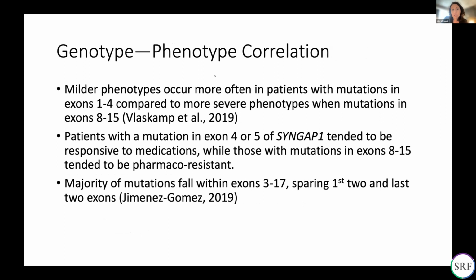Some genotype-phenotype correlations have also been described, with milder phenotypes occurring more often in patients who have variants in exons 1 through 4, compared to more severe phenotypes in the later exons, 8 through 15.